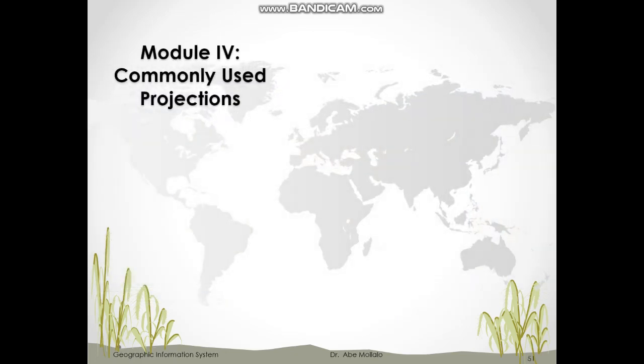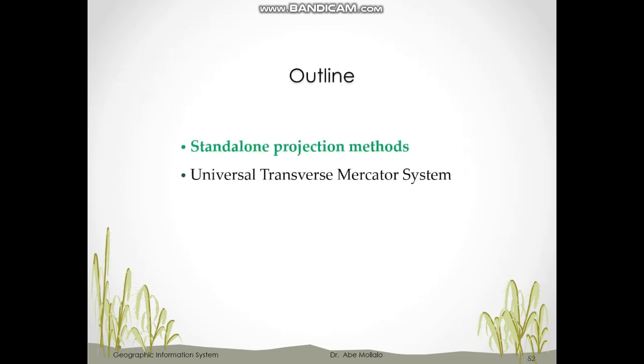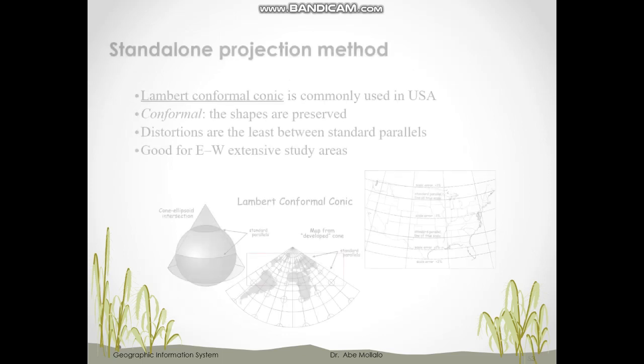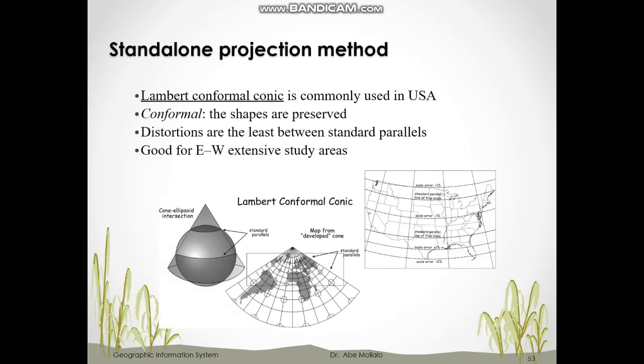Now let's move on to the last module of this lecture. In this module, we will learn more about specific map projections that are widely used across the world. So we will first look at the standalone projection method and then combo projections such as UTM. So let's start with important standalone projection, and the first one is Lambert conformal conic projection.